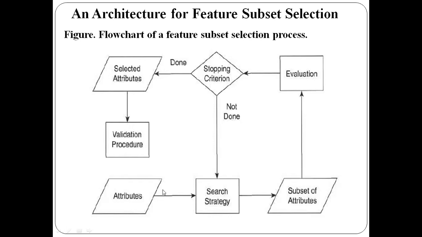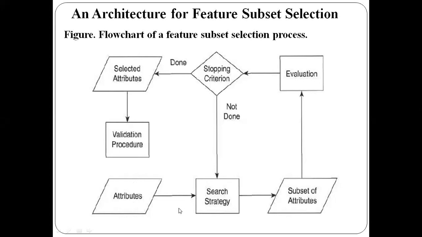So this is the first step. Using this search strategy, you will get the output as a subset of features. Best features you will get. Okay, so attributes are given as input. For example, if you got 10,000 attributes, you will give that as input to the search strategy.